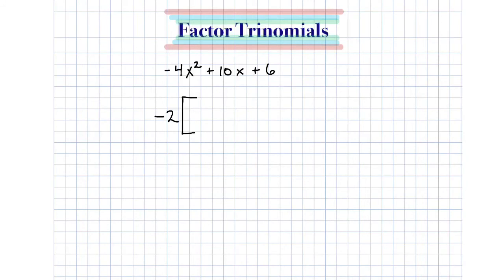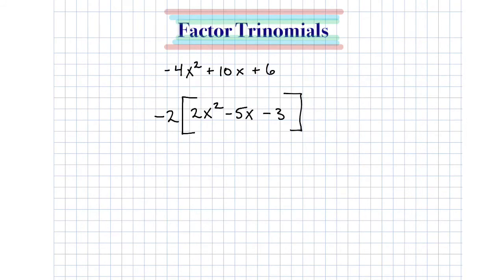So negative 4x squared divided by negative 2 just gives us 2x squared. 10 divided by negative 2 gives us negative 5. Don't forget the x. And 6 divided by negative 2 gives us negative 3.